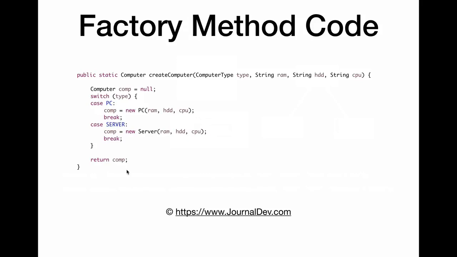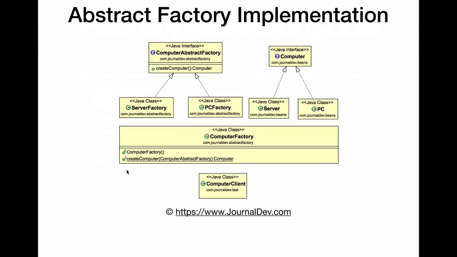So let's see how we can implement the abstract factory pattern in this scenario. In the abstract factory pattern, for every concrete class we create a factory class, and then we provide a factory, like here, computer factory, to the client program to instantiate and get the concrete classes. So now the computer client is dealing with the computer factory and passing the instance of either server factory or PC factory, and based on the instance of the computer abstract factory, it will get a server or PC instance.